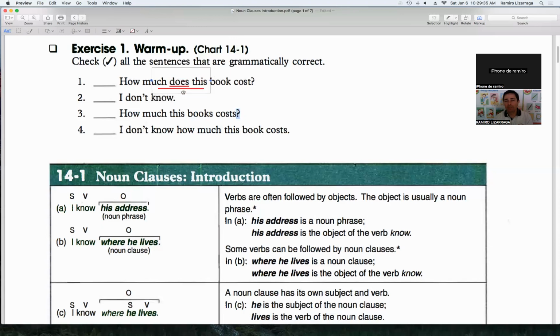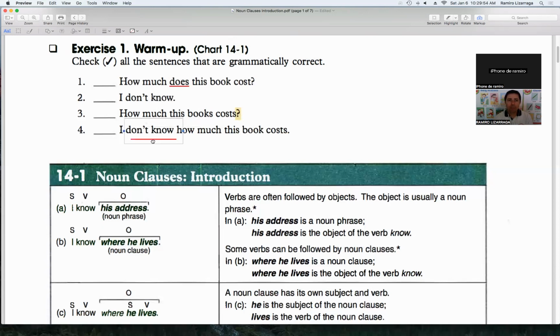You're missing the auxiliary. Because if you're telling me that this is a question, what is happening? You need an auxiliary here, which is does. Okay, so this is incorrect.